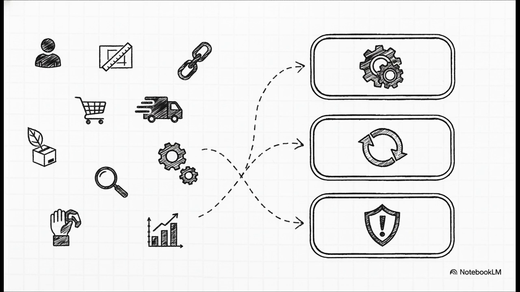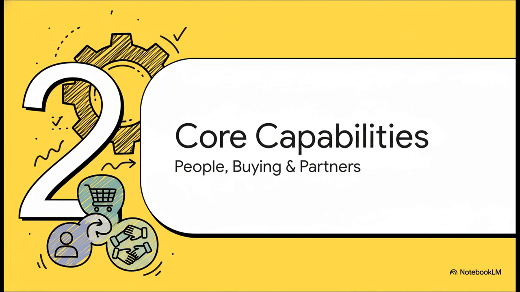Now I know that's a lot, so to make it easier to digest, we're going to group these 10 into 3 main themes: core capabilities, the product lifecycle, and then performance and risk. All right, let's jump into that first theme. We're talking about the absolute foundation of any good supplier, their core capabilities. This is all about their people, how they buy things, and their own network of partners.